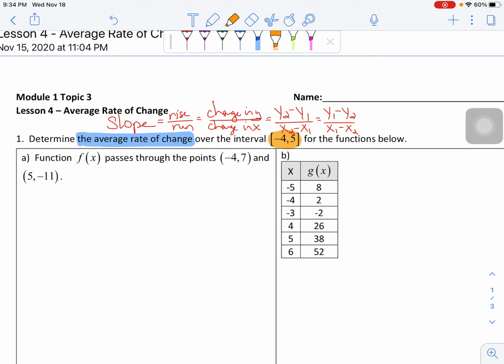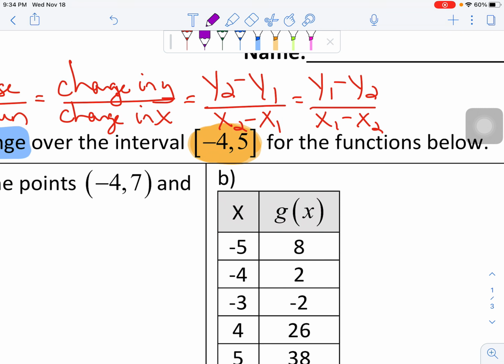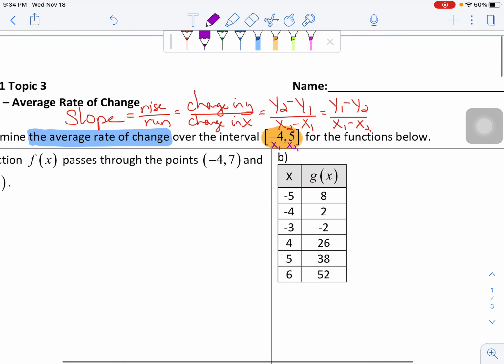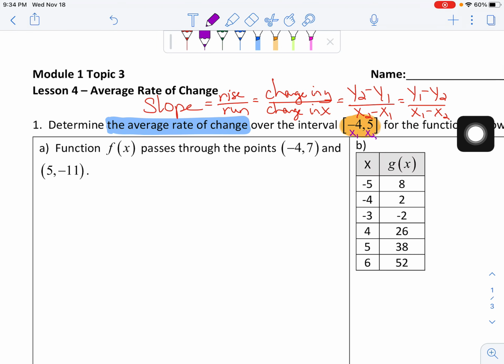-4 to 5. Now, -4 to 5 is not an ordered pair. You'll notice the brackets there. What this actually is, this is your first x value, this is your second x value. So over this interval, we want to know what's happening to our function on average. There can be a lot of stuff in the middle, but on average, what's happening to it? So if we look at part A, our first x value here was -4. Well, here's our x value of -4.